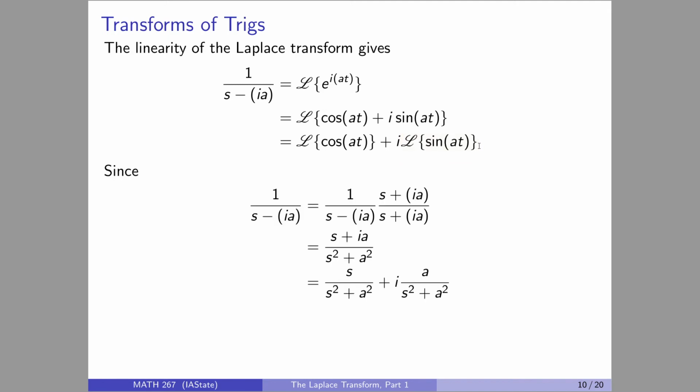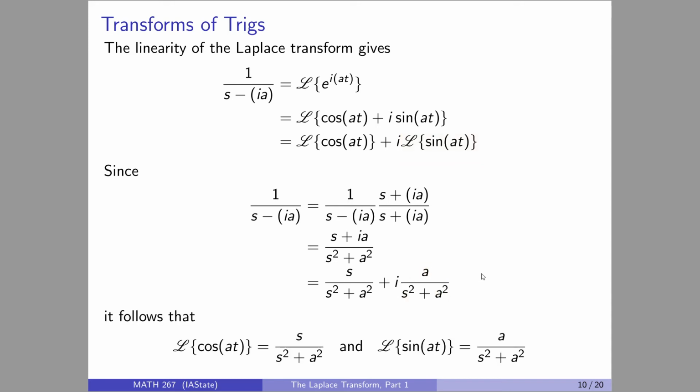So let's do just that. The trick, if you've ever experienced complex arithmetic, is to multiply by the conjugate, right? So when we do that, we know that in the bottom, we'll just pick up the first term squared plus the second term squared, so the real part and the imaginary part like that. And then we split it up, and so now we can match cosine of at with this term right here. We can match the Laplace transform of sine with this term right here. And ta-da! There we go. The Laplace transform of sine and cosine.